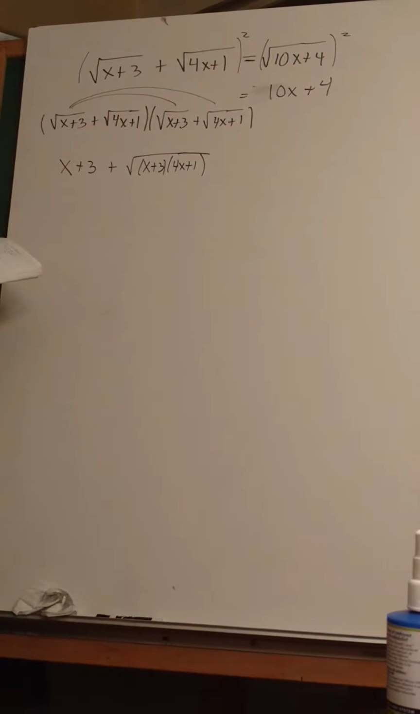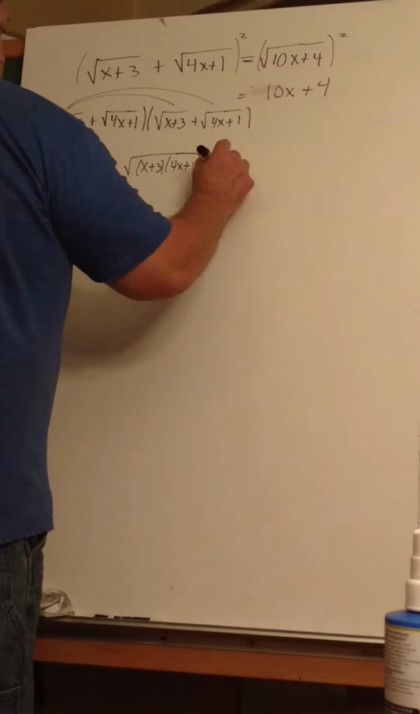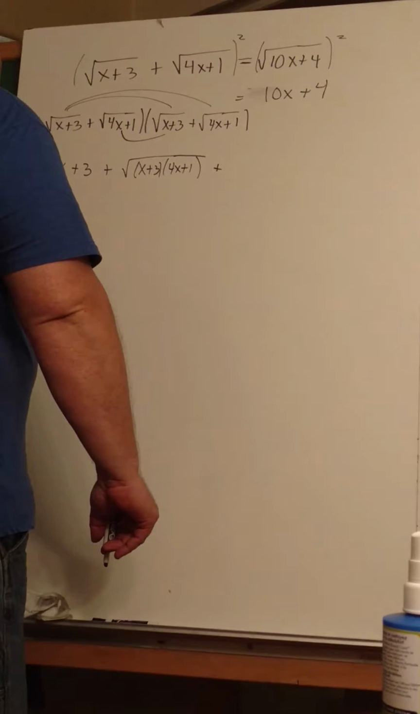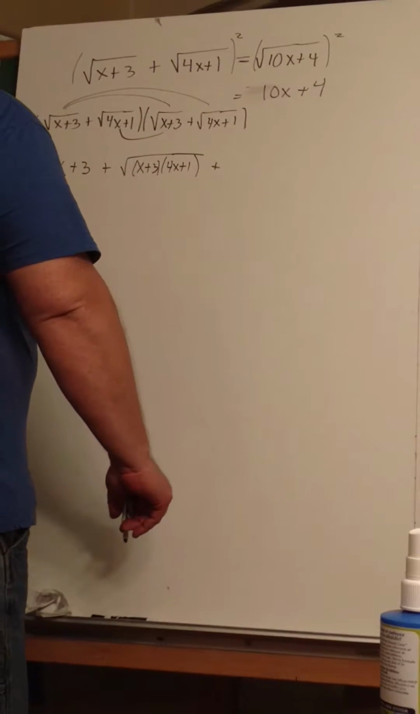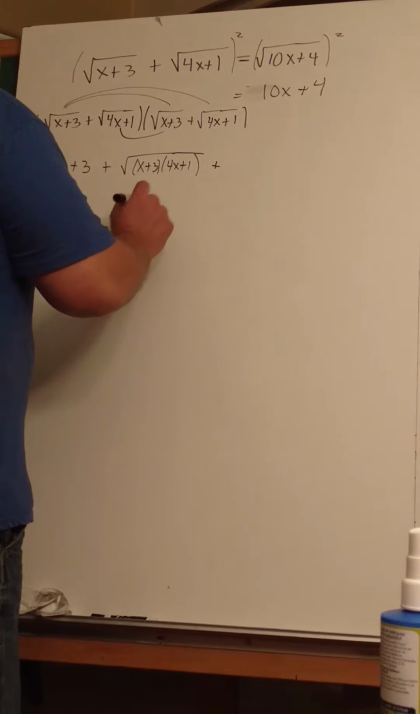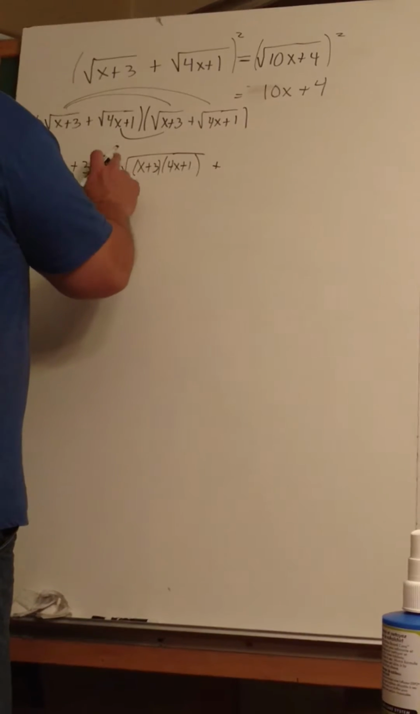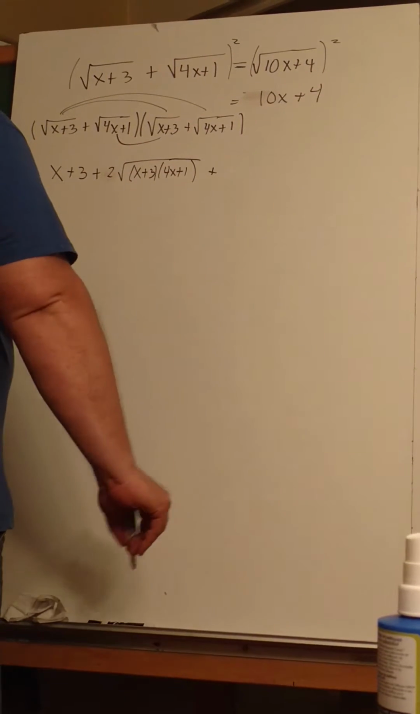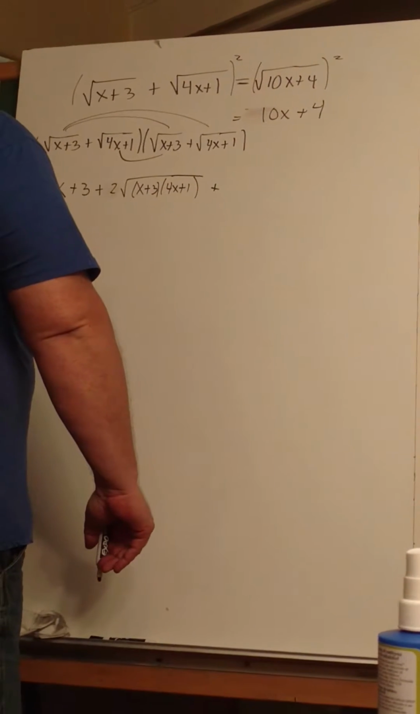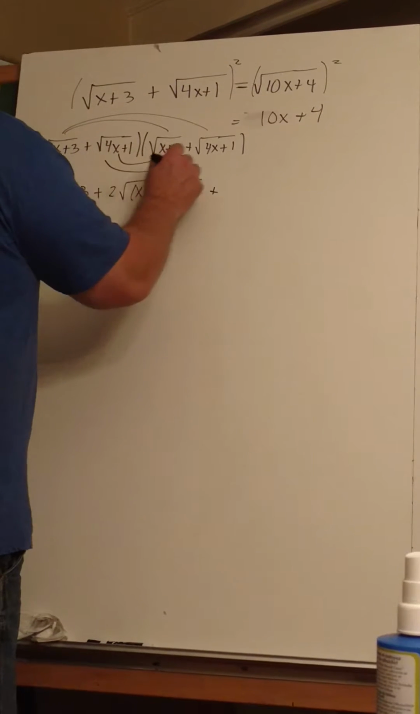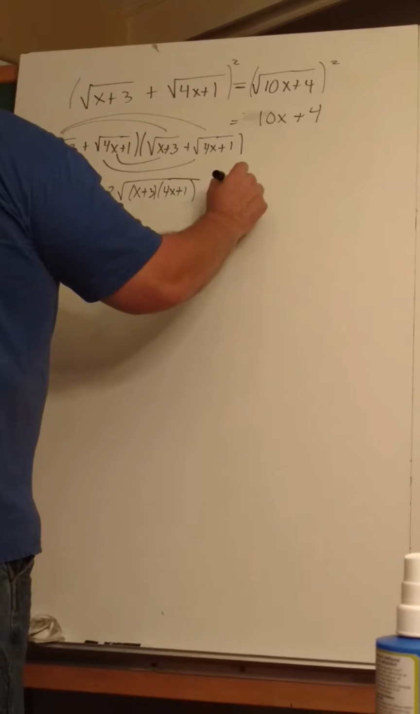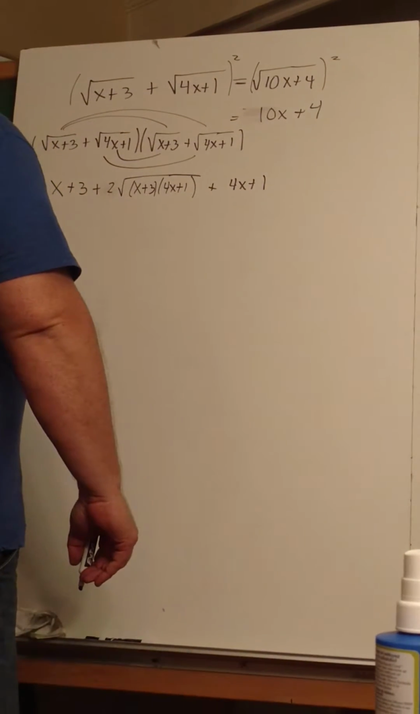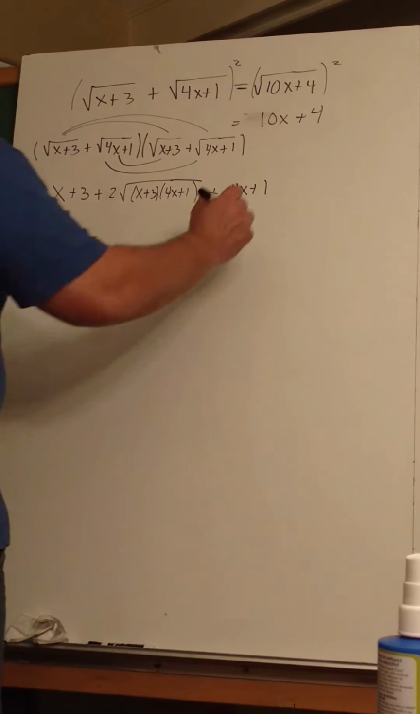Then I'm going to get another one of those, aren't I, when I do this. You see that? So rather than write it twice, I'm just going to put a 2 here. Is that confusing? No. Alright, and then when I multiply these two, I'm obviously going to end up with 4x plus 1. Now, this looks like it's going to be very messy.